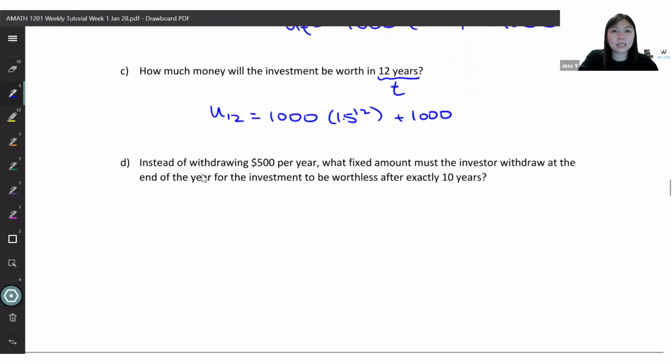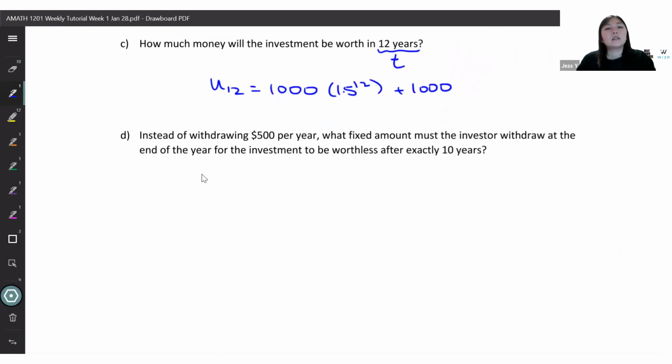All right, let's do number D together as well. So let's pretend the question changed. Instead of withdrawing $500, how much money would the investor have to withdraw so that the investment is worthless after exactly 10 years?